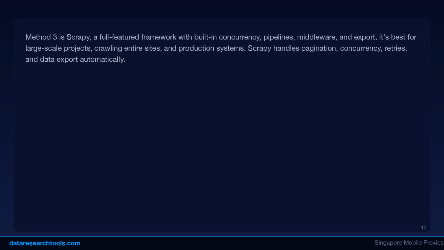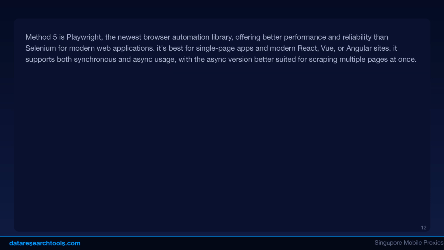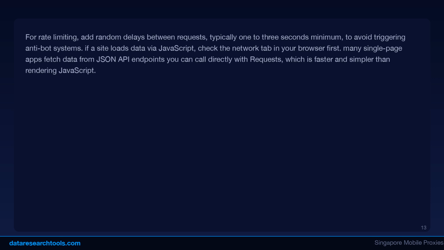Method 4 is Selenium, which controls a real browser, making it ideal for JavaScript-heavy sites and interaction-based scraping. It's best for sites requiring login, clicking, scrolling, or complex JavaScript rendering. You configure a headless Chrome instance, wait for content to load using explicit waits, then extract data from the rendered DOM. Method 5 is Playwright, the newest browser automation library, offering better performance and reliability than Selenium for modern web applications. It's best for single-page apps and modern React, Vue, or Angular sites. It supports both synchronous and async usage, with the async version better suited for scraping multiple pages at once.